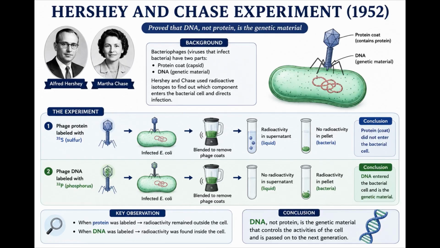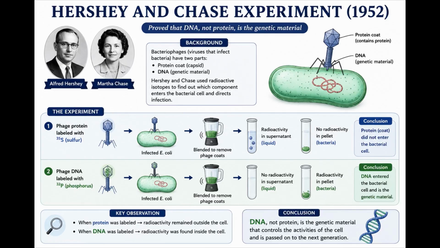In the first experiment, the phage protein labeled with sulfur 35 was allowed to infect the E. coli cell and blended to remove the phage coats. The radioactivity in the supernatant and no radioactivity in the pellet was discovered. It was concluded that protein did not enter the bacterial cell.